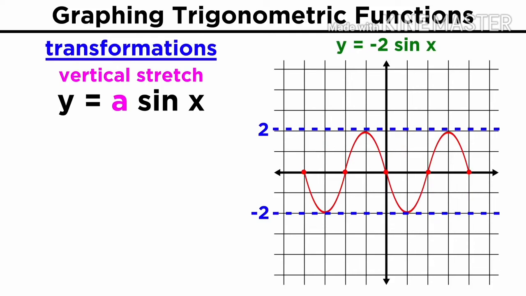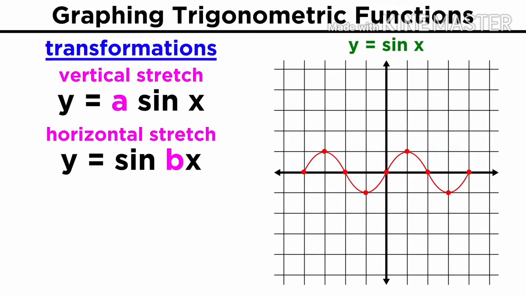If the coefficient is negative, it reflects everything across the x-axis, which looks like this. In this way, for any function in the form y equals a sine x, the amplitude will be equal to the absolute value of a.